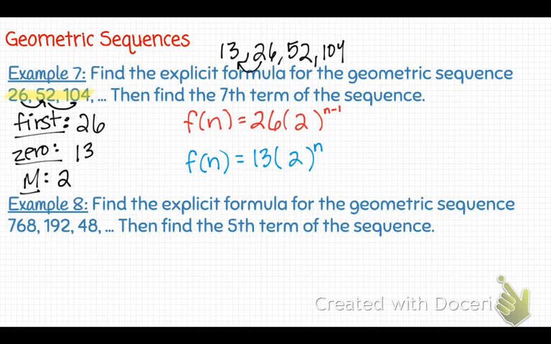Okay? Now, what is the last part of this question? What did I ask you to do? Find the 7th term. So how do I find the 7th term? Plug 7 in. Does it matter which equation I plug it into? No. Which one do we want to do? Second one. Okay. I'm going to plug it into both, but I'll solve the second one just so I can show you what it looks like. So I would have f of 7 equals 26 times 2 to the 7 minus 1. And what is 7 minus 1? So I could plug this into my calculator.